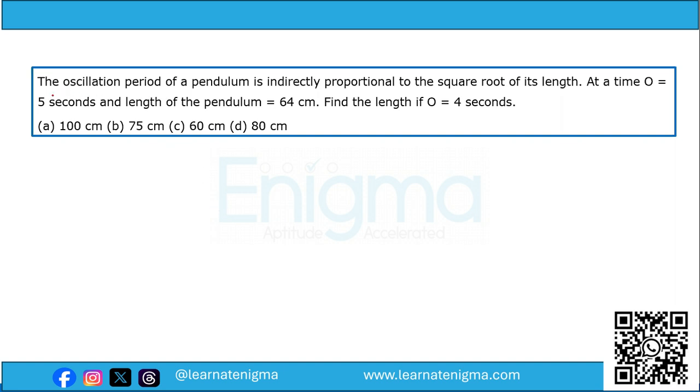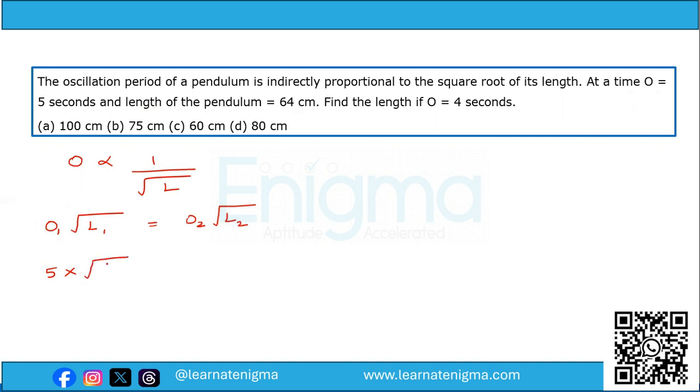Now, from the first sentence, we have the data as oscillation period O is indirectly proportional to the square root of its length. So that means we can say that O1 square root of L1 is equal to O2 square root of L2. Now O1 is 5 seconds, and at that point the length of the pendulum is 64 centimeters.